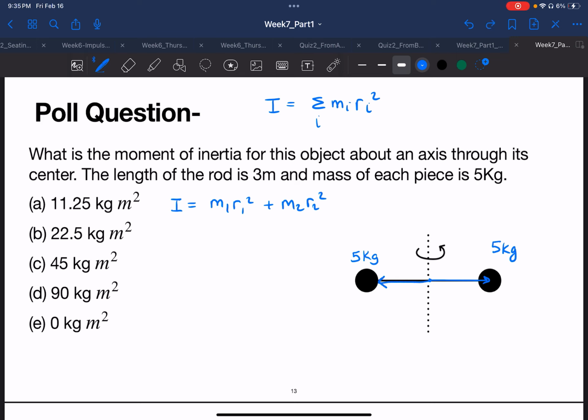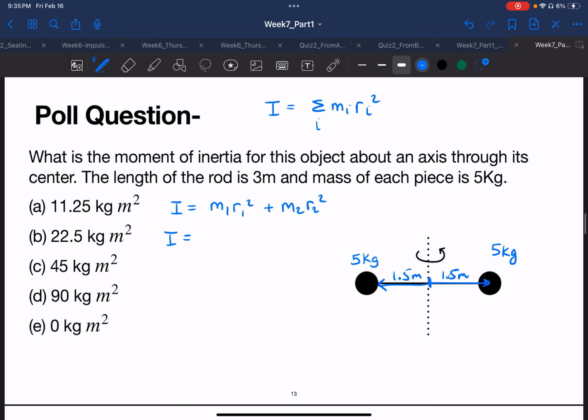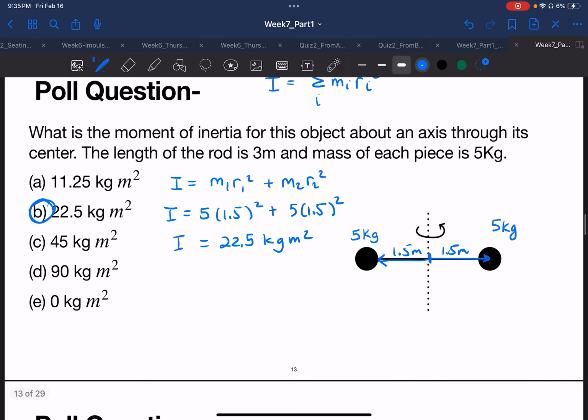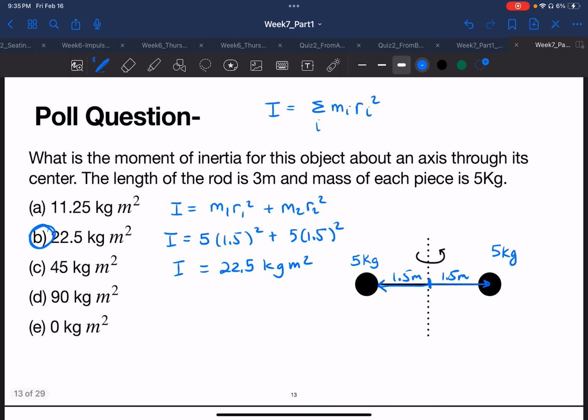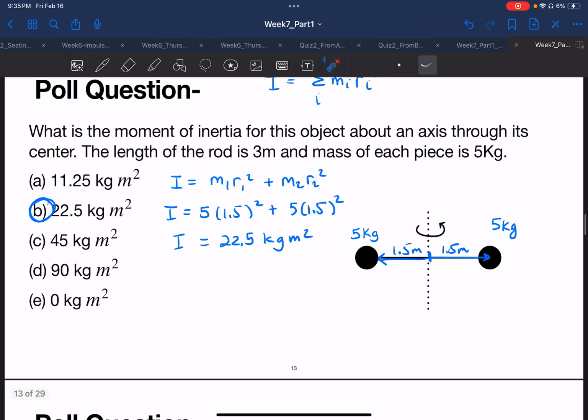So since the length of the entire rod is 3 meters, it's 1.5 meters radius for each end. So we get 5 times 1.5 squared plus 5 times 1.5 squared. And that gives us 22.5 kilograms meter squared. And that's option B. Okay. Also, go ahead and pause the lecture and answer the next video lecture quiz on Canvas. So there should be a corresponding problem to this. Just make sure that you are plugging in the appropriate numbers given in that problem.